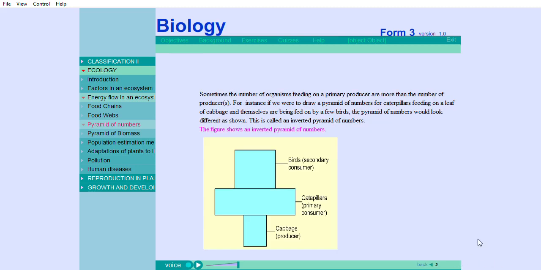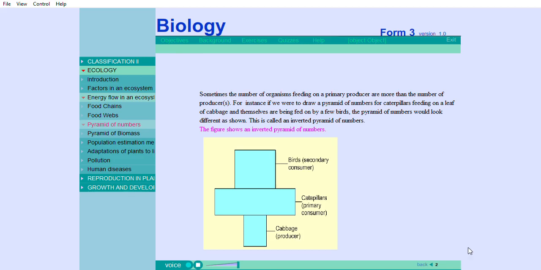Sometimes, the numbers of organisms feeding on a primary producer are more than the numbers of producers. For instance, if we were to draw a pyramid of numbers for caterpillars feeding on a leaf of cabbage and themselves are being fed on by a few birds, the pyramid of numbers would look different as shown. This is called an inverted pyramid of numbers. The figure shows an inverted pyramid of numbers.